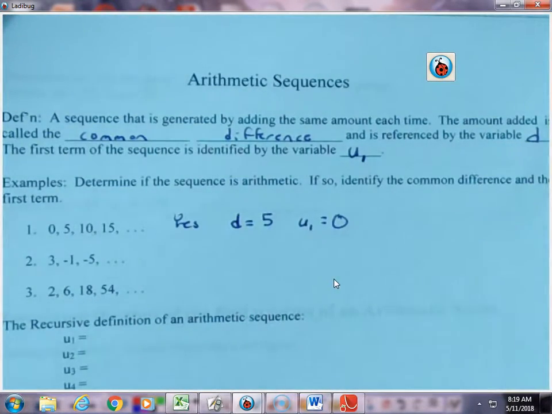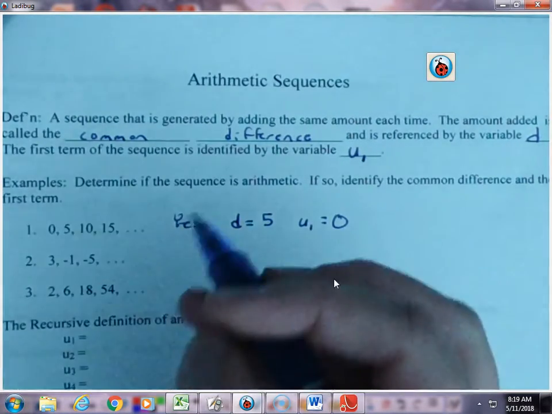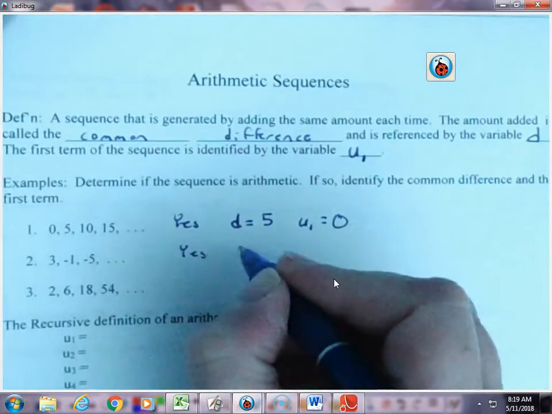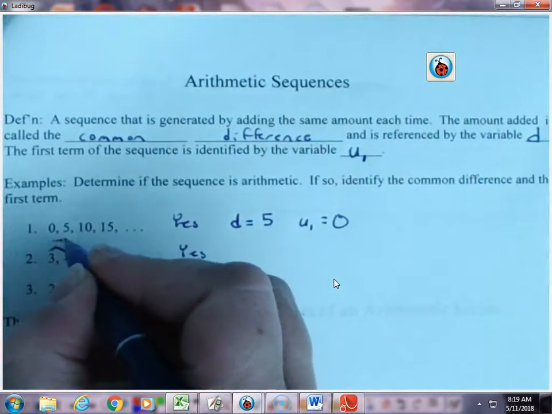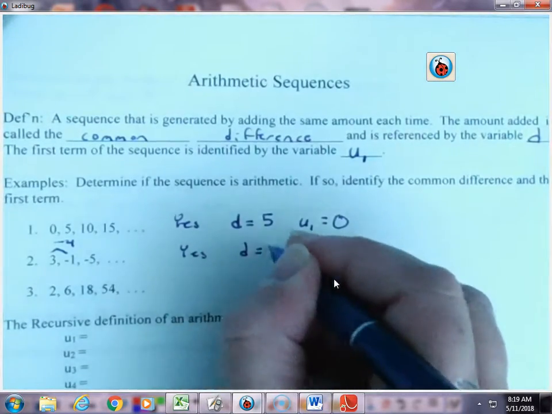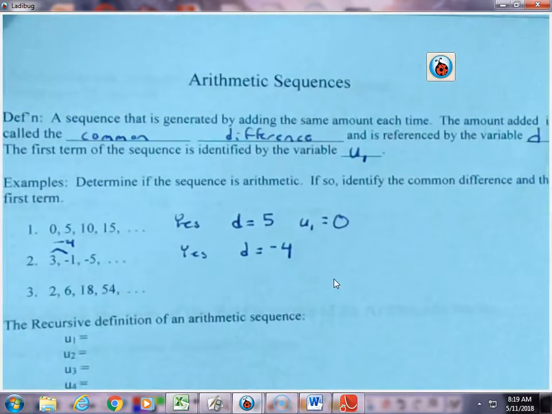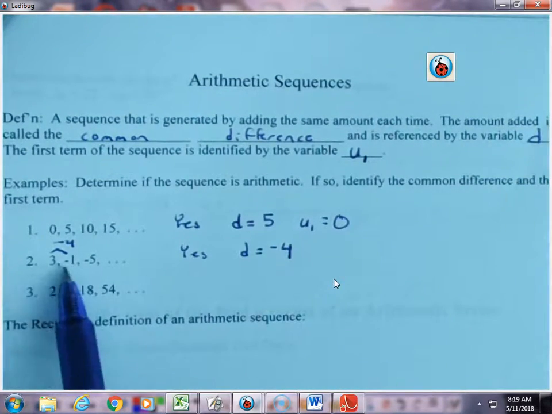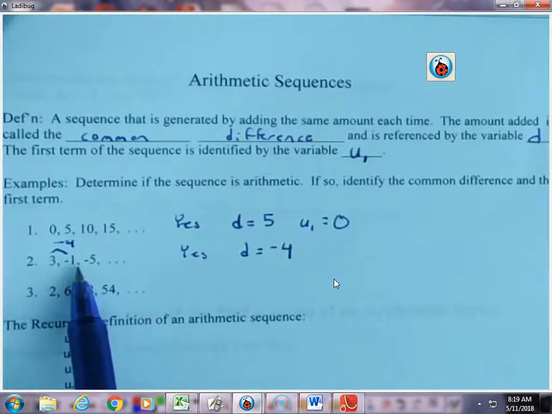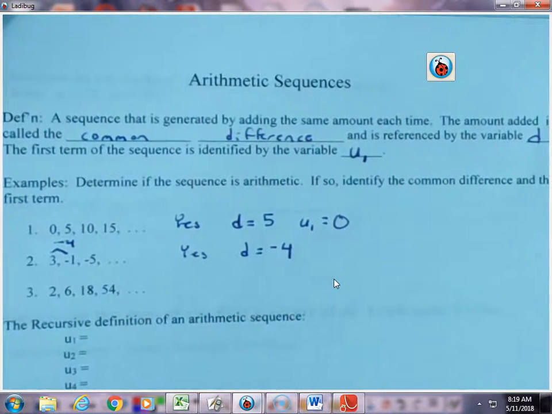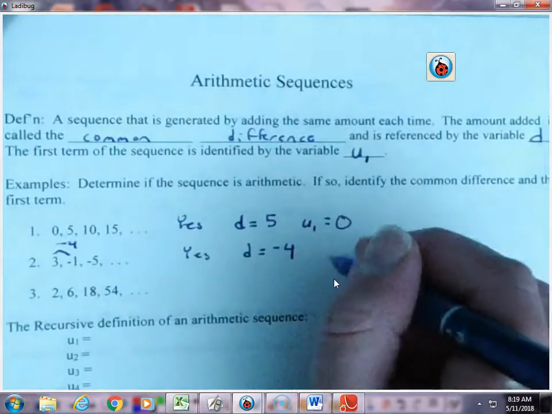Okay, what about the next one? Okay, so it looks like you're subtracting 4 every time. That just means your common difference is negative 4. Because minus 3 minus 4 gives you negative 1, negative 1 minus 4 gives you negative 5, and so on. And u sub 1?